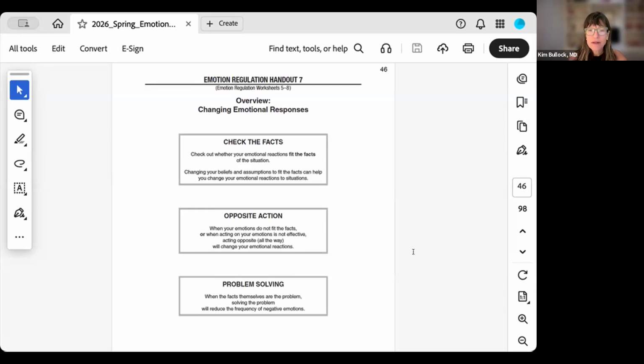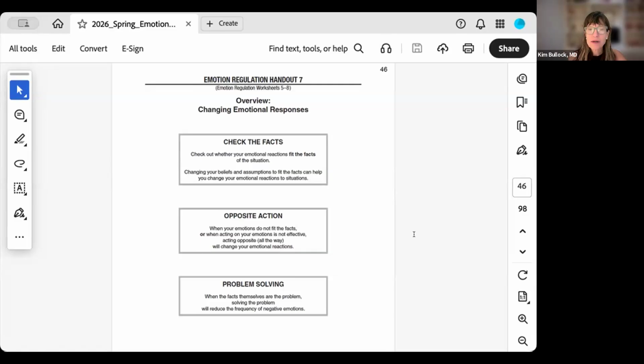Then problem solving is when your emotions fit the facts of the situation and you want to not feel those emotions. Your emotions are indicating there's a problem to be solved. Knowing how to solve problems is super important for decreasing the frequency of negative or unwanted emotions.